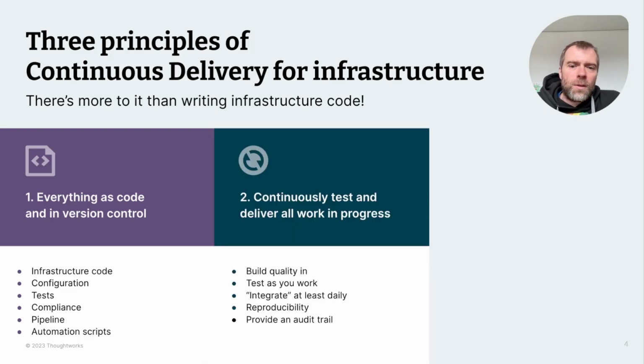The second principle is that you should continuously test and deliver all work in progress. So this means that you have to build some quality into your code. You need a safety net of automated tests to allow for running your infrastructure code in an automation. Ideally, you test as you work. So with any new resource or new infrastructure code that you add, you should write along some tests. You should integrate any code changes at least daily to make sure that if multiple people work on the code base, the code still is doing what's expected and that all the changes work together as expected.